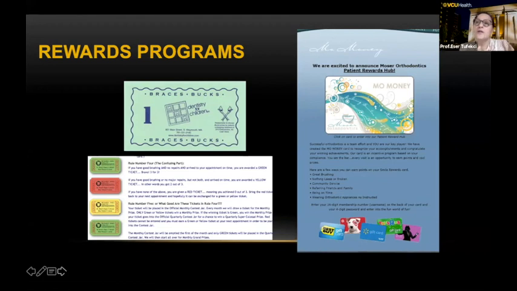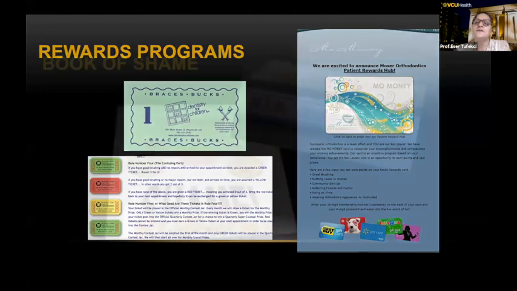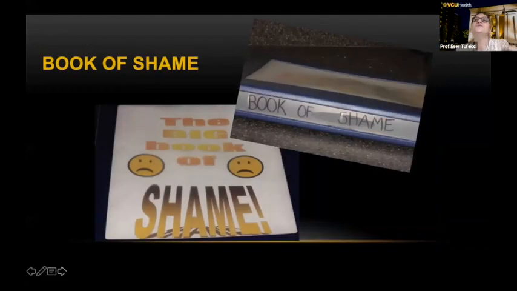And when you accumulate a certain amount, then you can basically turn those in and get a prize. And believe me, there are some orthodontists who give away iPads or gift cards from the stores. So this is positive incentive. Of course, at VCU, we don't do that. At VCU, we do the negative incentive, which is actually called Book of Shame.